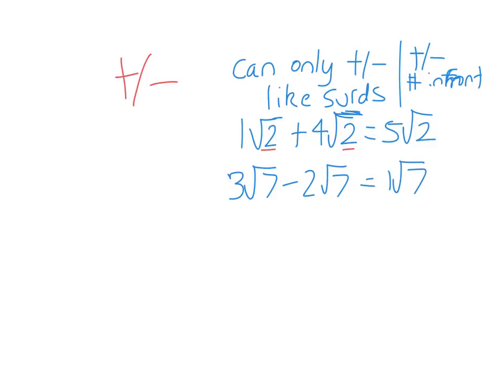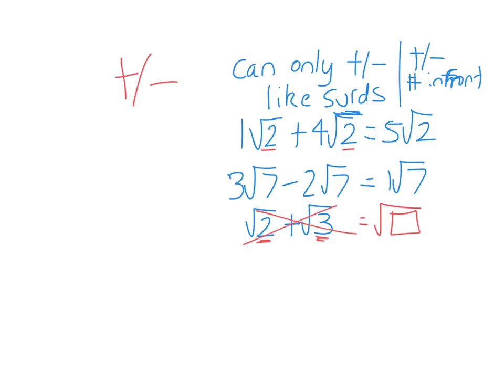Root 7. If I have something like root 2 plus root 3, I can't simplify that because this has a 2 underneath the square root, this has a 3, they are not like surds. Can't simplify it any further. I can't write the square root of 2 plus the square root of 3 as the square root of just some positive number. So what makes this especially complicated? Yes, you can only add or subtract like surds, but sometimes you can simplify a surd so that they become like surds.